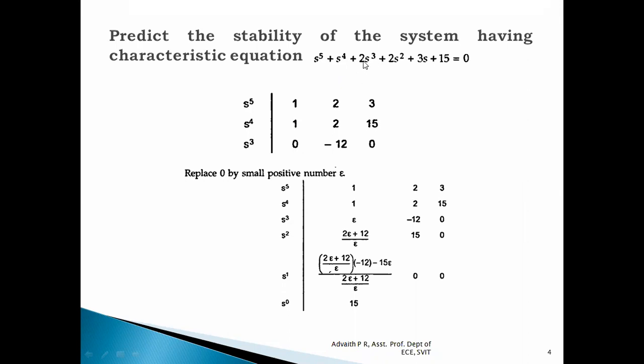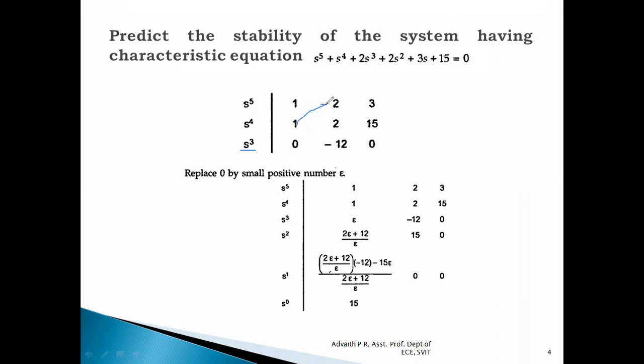The coefficient of s to the power of 3 is 2, which is taken again in the first row as a second element. The coefficient of s to the power of 2 is 2, which is taken in the second row as second element. Similarly, we'll be filling 3 and 15. Next, we'll start filling the other elements in the Routh array by applying the formula. To fill the row of s to the power of 3, we'll use a formula.